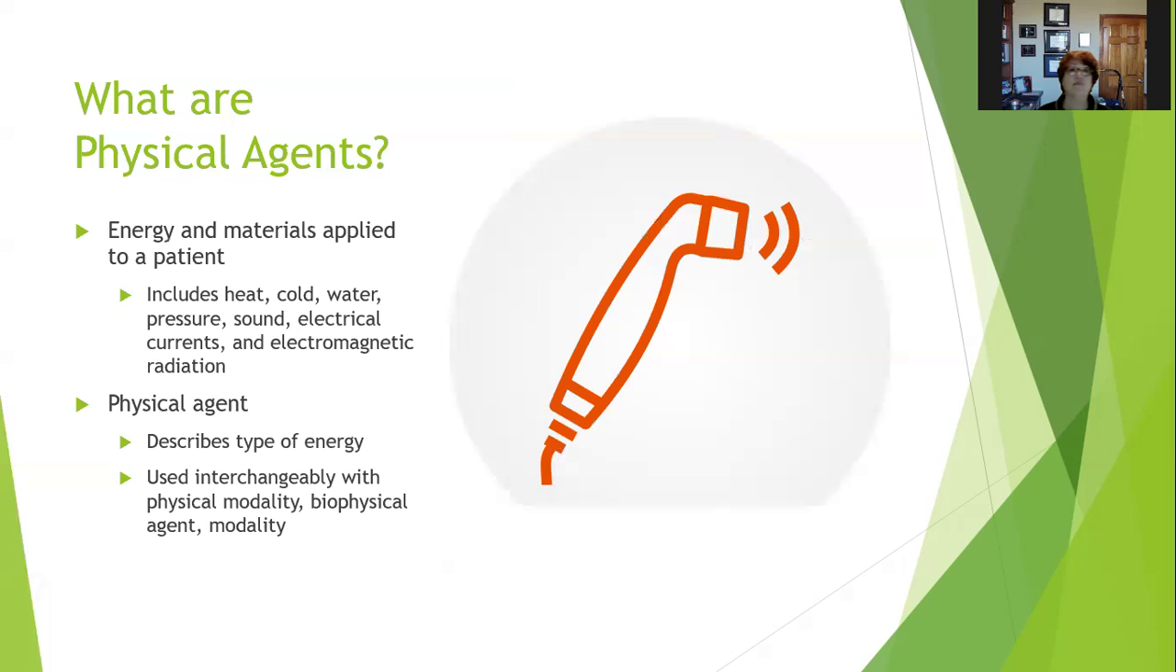So physical agents, by definition, are energy and materials that are applied to a patient to achieve a therapeutic effect. It includes heat, cold, water, pressure, whether mechanical or manual pressure, sound, electrical currents, and electromagnetic radiation. So lots of different things. A physical agent usually describes a type of energy: mechanical energy, electrical energy, chemical energy, some type of energy. The phrase physical agent is used interchangeably with physical modality, biophysical agent, or just modality. In verbal shorthand, we usually just say modalities. So we're going to use some kind of modality to treat a given treatment goal.